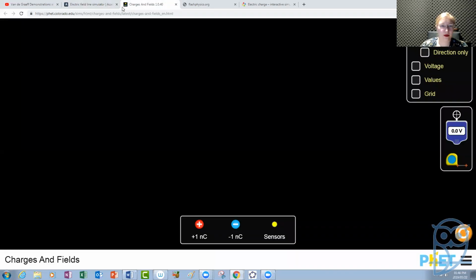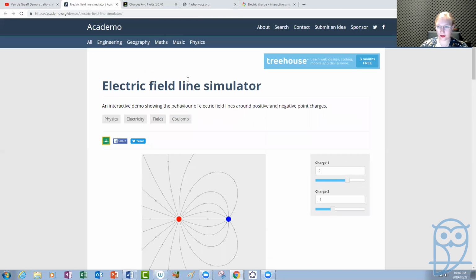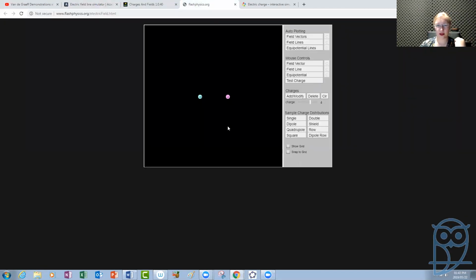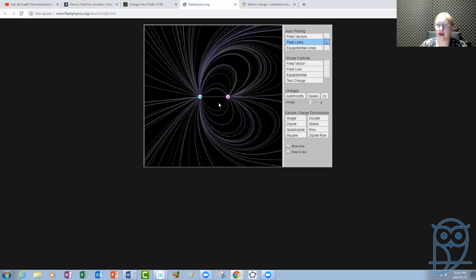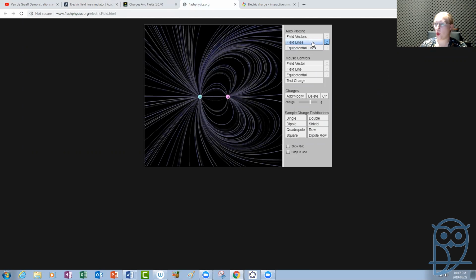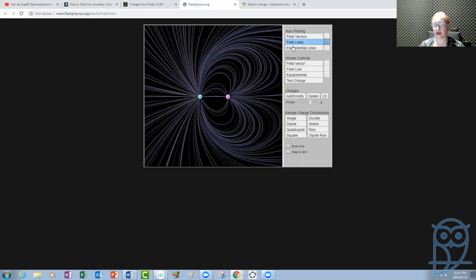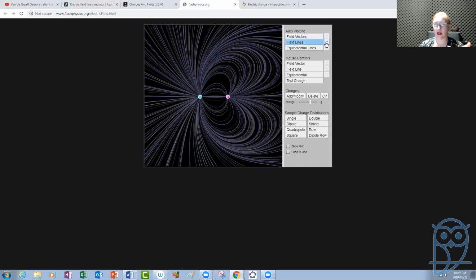So I've gone through this one and this one. Again, these are single charges. Here is another simulator. What this one has, which is kind of cool, is field lines. If we tick the field line button, it'll start drawing in different field lines. It plots them one by one, hence why it looks like this. In real life, it doesn't start one by one. It's just the way that the simulation works.